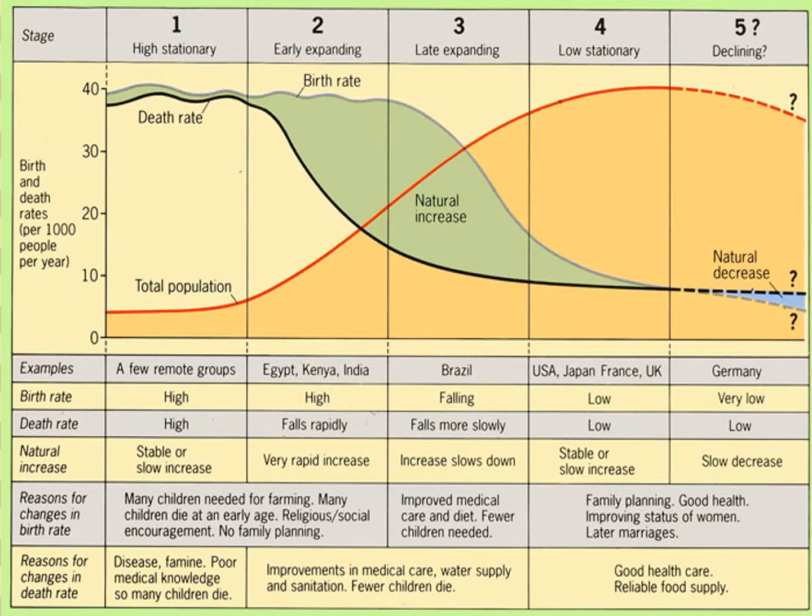Lastly, as you see here, this is what it would look like for the stage 5 with the natural decrease. We would have family planning, good health, improving status of women, later marriages, good health care, reliable food supply, similar to stage 4.